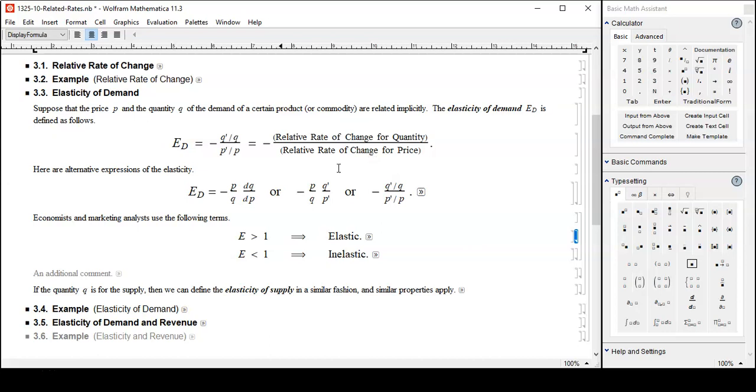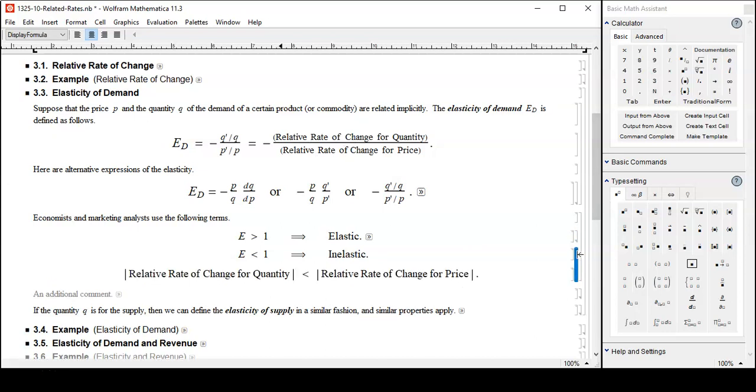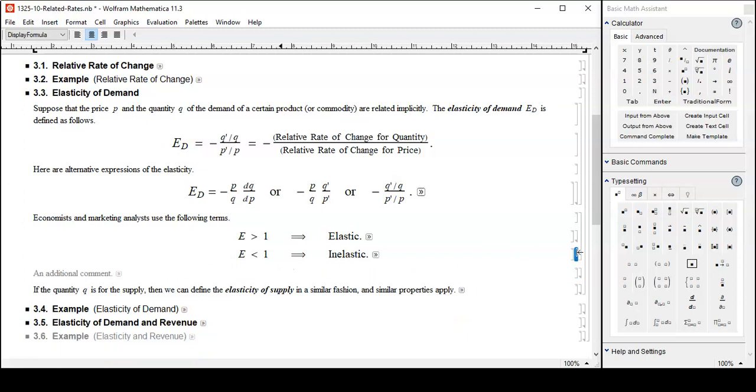And vice versa, when is this thing less than 1? That is, the denominator has to be bigger. So the relative rate of change for price is bigger than the relative rate of change for quantity of demand. So the price may change a lot, but demand may not change very much. Can you think of that kind of example?